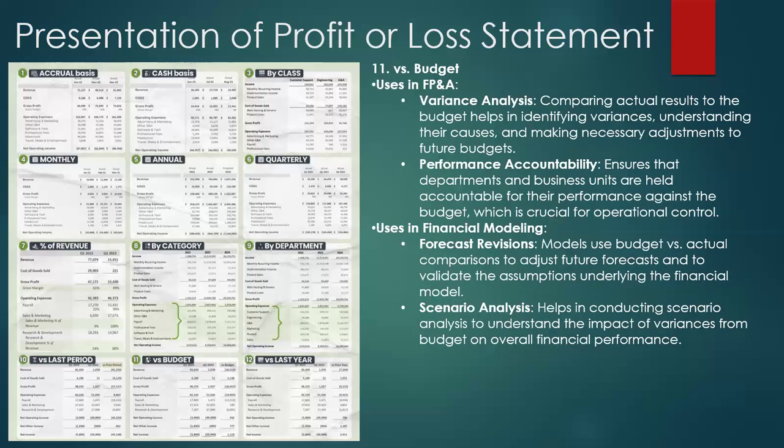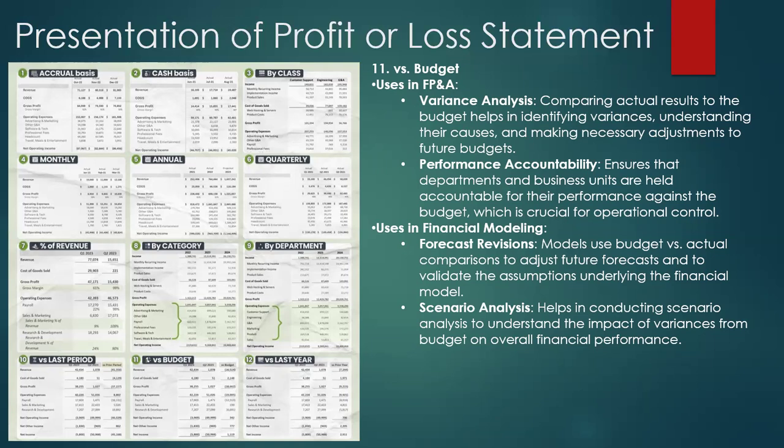You compare your profit and loss with the budgets and present those. Though budgets are the very first type being explained as a variance analysis, comparing actual results to the budgets helps in identifying the variances, understanding their causes, and making necessary adjustments to future budgets. You prepare the last year budget and you prepare the current year budget. You see the variances between both budgets and compare those budgets with the actual results, which is helpful for informed decisions and for strategic planning as well.